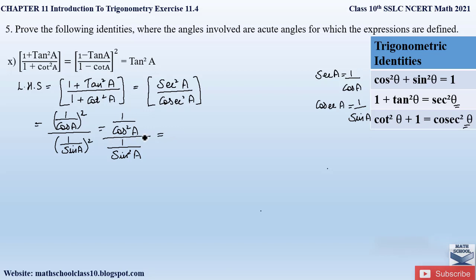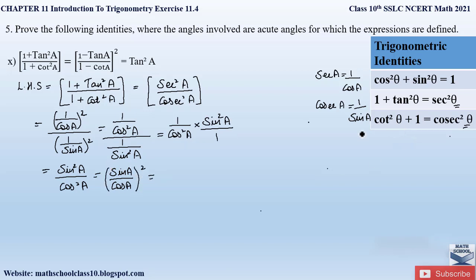Now let us change this division sign into multiplication by reciprocating the denominator. So we get 1 by cos square A into, reciprocating the denominator, sine square A divided by 1. After multiplication, we get sine square A divided by cos square A. Now this can be rewritten as sine A by cos A the whole square. So what is sine A by cos A? Sine A by cos A will give you tan A.